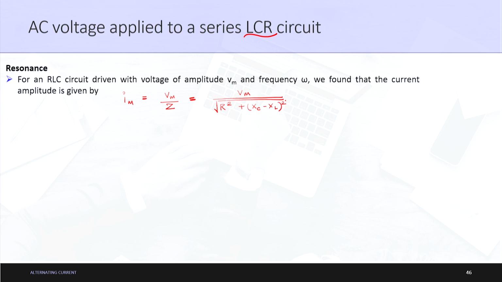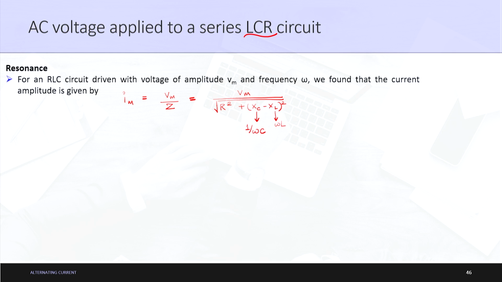Now, just a quick revision. What is Xc and XL here? Xc is equal to 1 upon omega C. Please remember, Xc is the capacitive reactance and it is 1 upon omega C, not omega C. Sometimes students get confused about this concept. Xc is 1 upon omega C and not omega C, and XL is the product of omega and L, where L is the self inductance of the inductor.